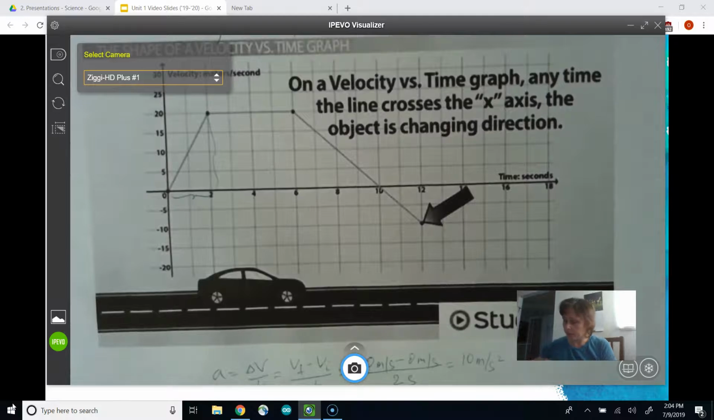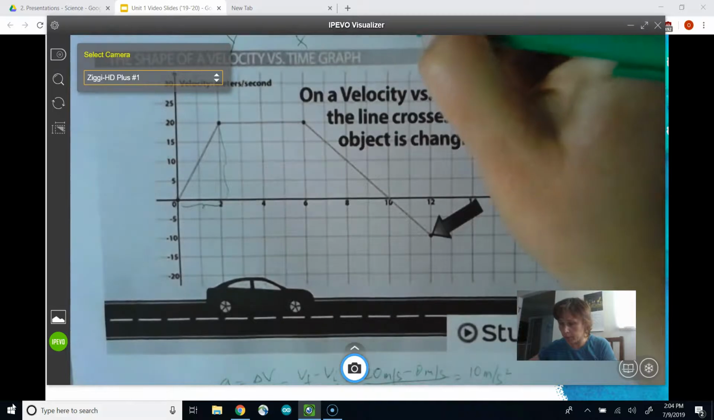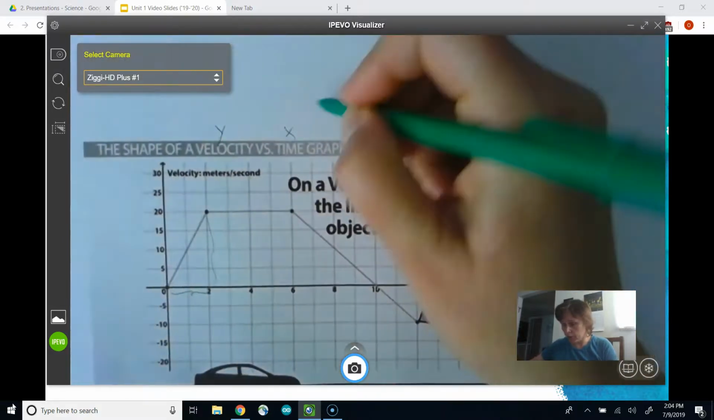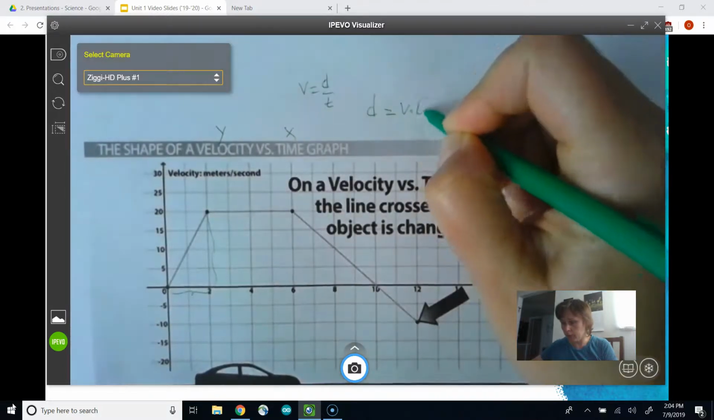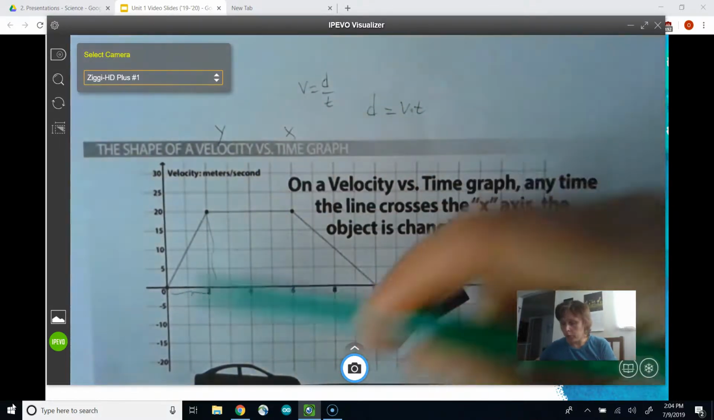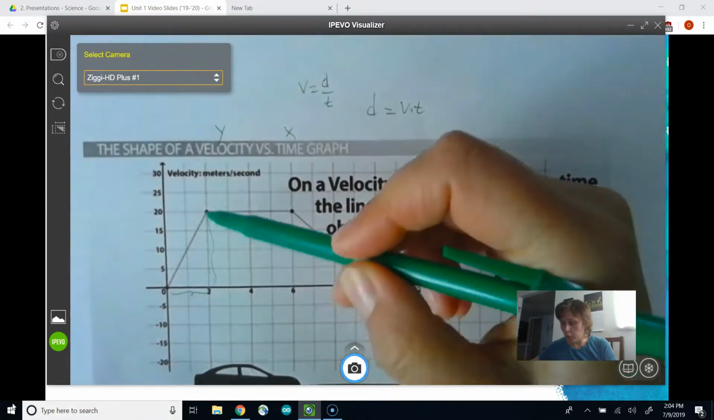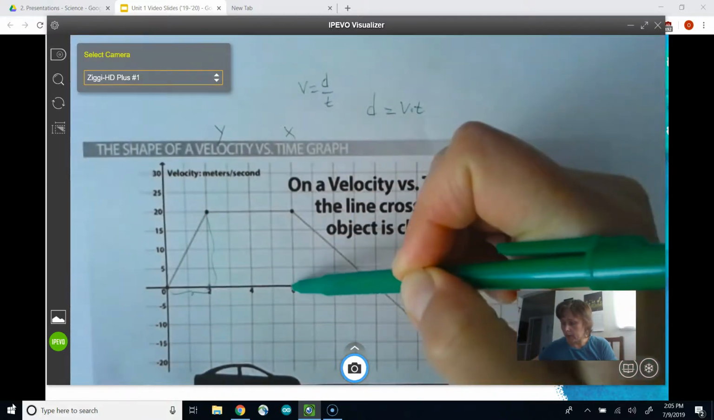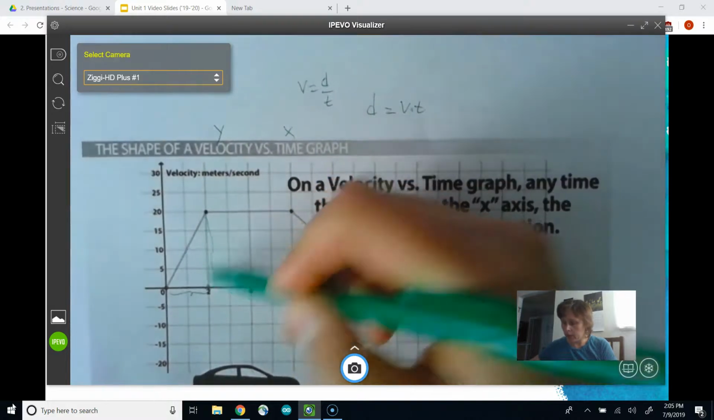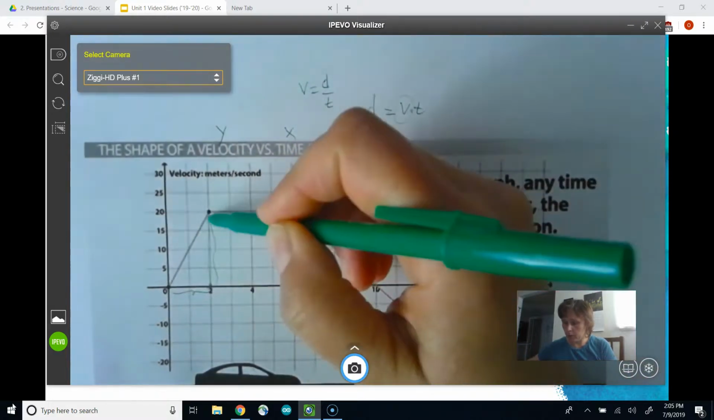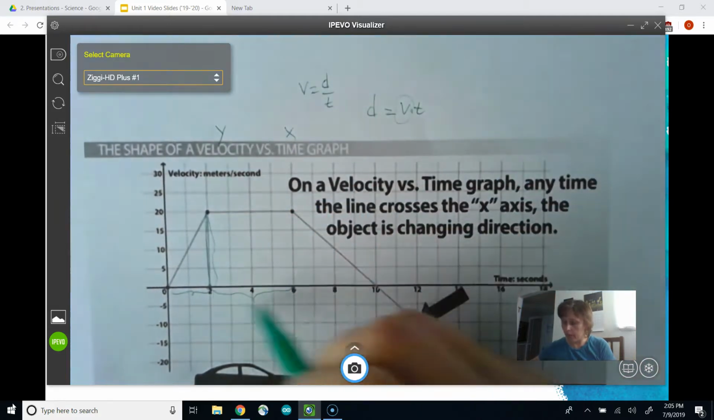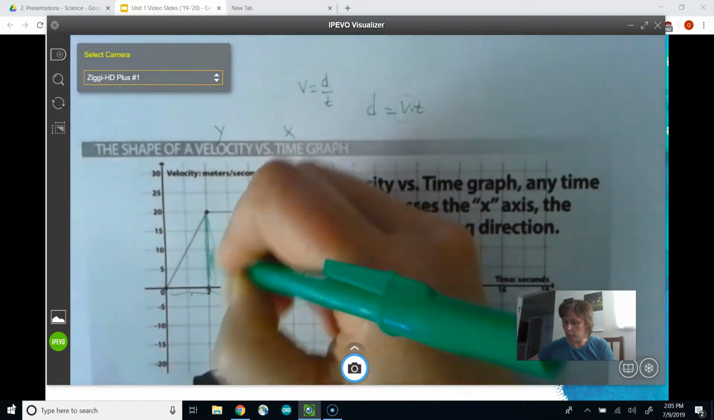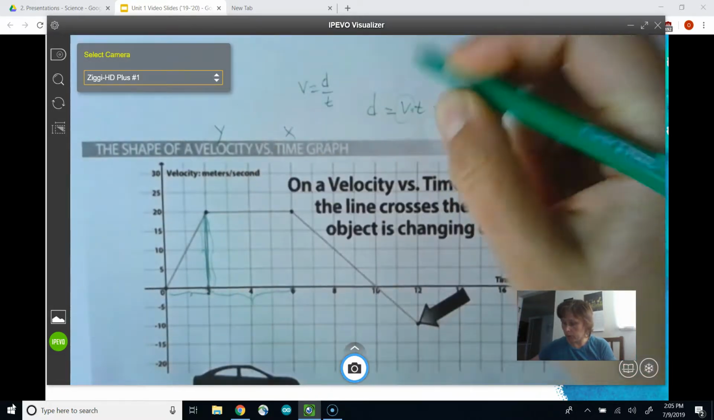So how about the displacement? We can find displacement from this graph. And remember, if we rearrange the formula velocity equals displacement over time, displacement is going to be velocity times time. So when we look at this graph and we want to know the displacement between 2 and 6 seconds, for example, we can say displacement is velocity, which is the y-axis, times time, which is the x-axis.